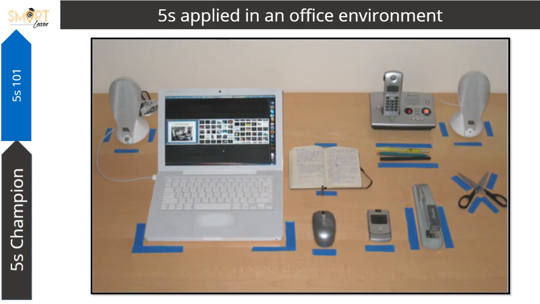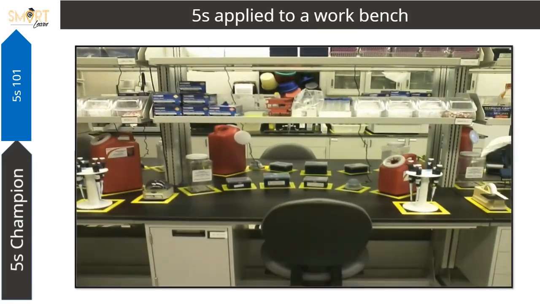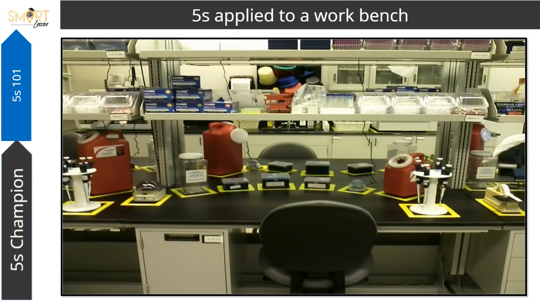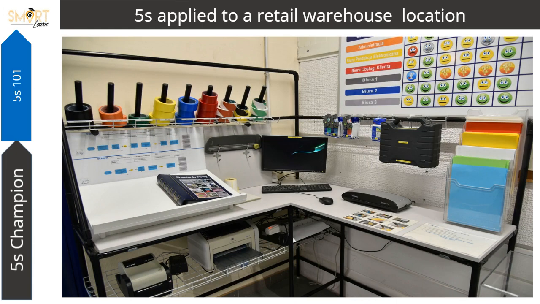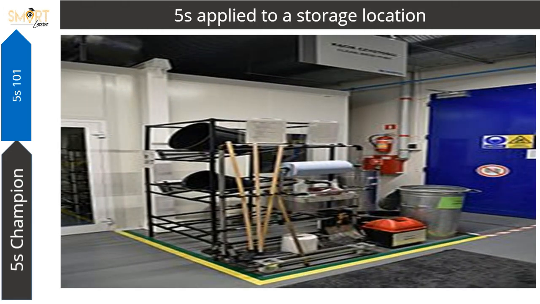An example of 5S applied to an office desk environment. Note the use of colored tape to demarcate location of items. An example of 5S applied to a workbench. An example of 5S applied to a warehouse location. An example of 5S applied to a storage location.